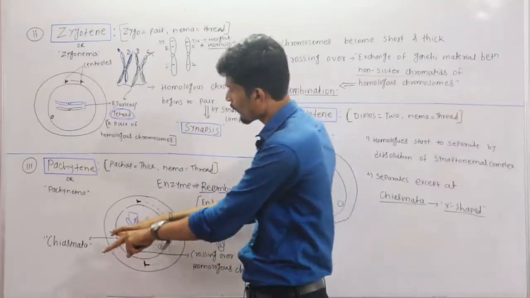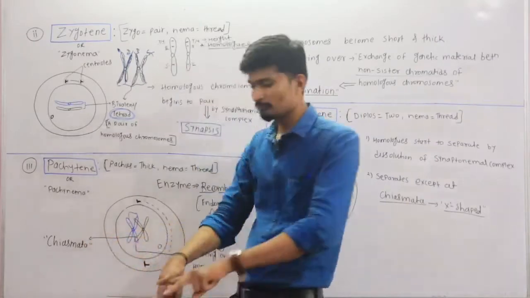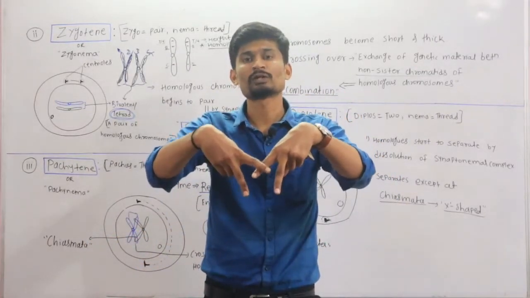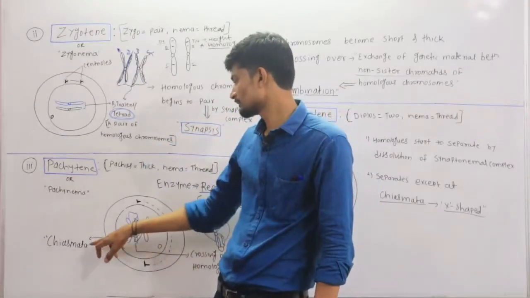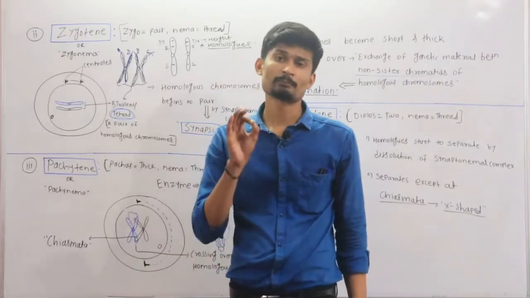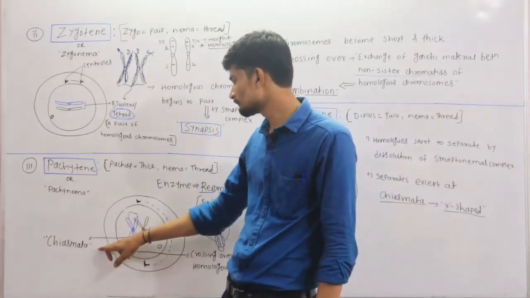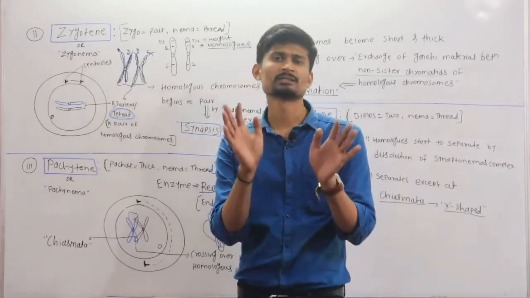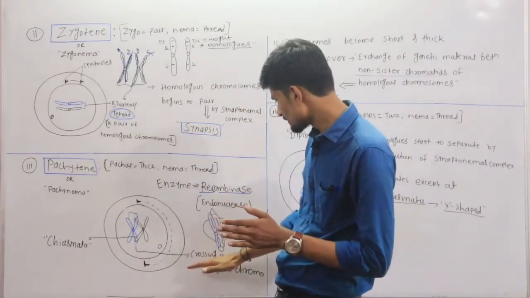And the point where the crossing over takes place is called the chiasmata. So here I am showing the chiasmata. Now what is the chiasmata? Chiasmata is the point where the crossing over takes place. That point is simply called the chiasmata. So this is the crossing over.